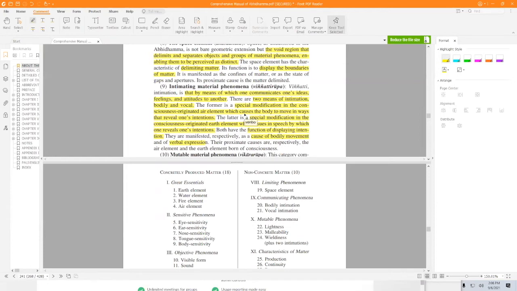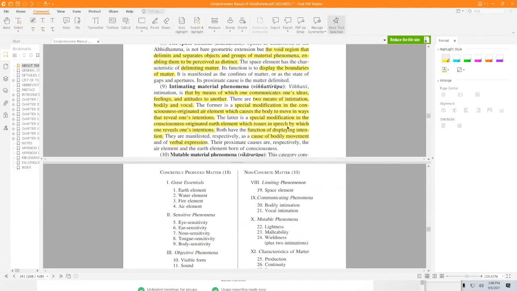If somebody says something that upsets me, then I might show a grim expression or grit my teeth. That's a bodily intimation expressing displeasure.